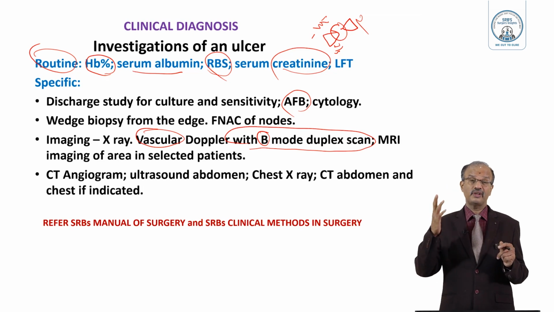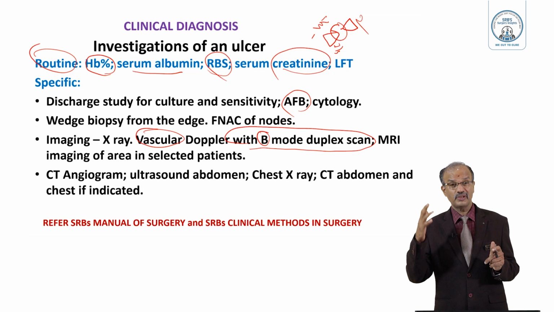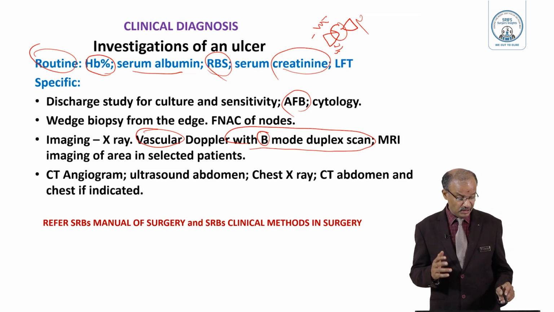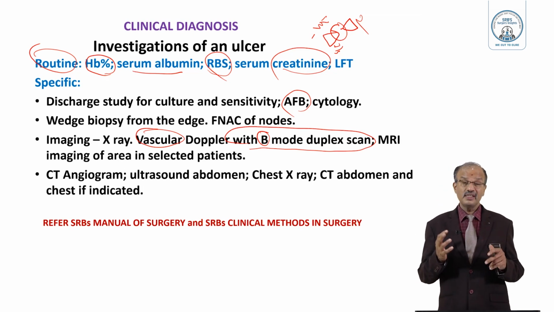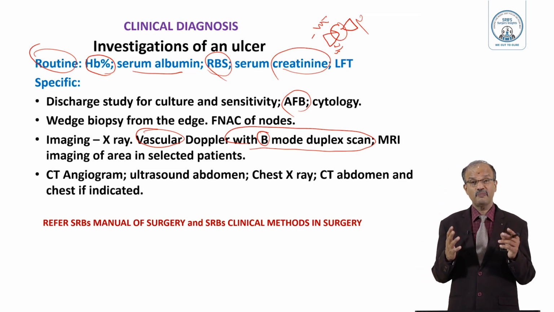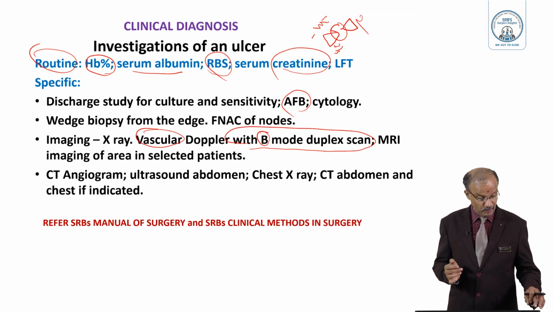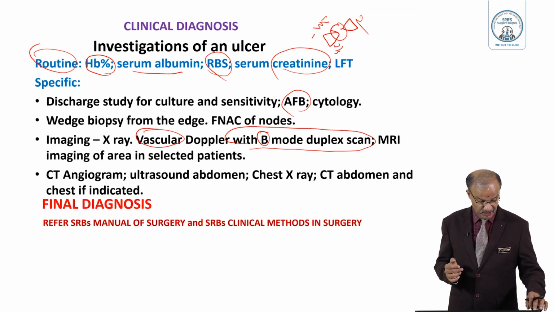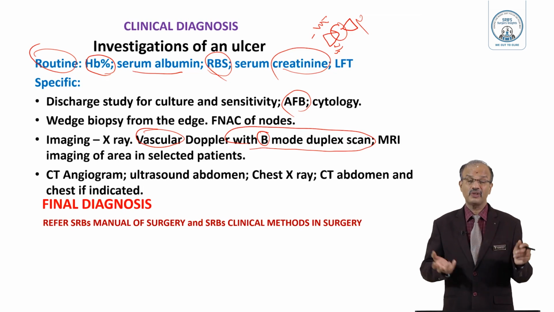A conventional angiogram is done when you do therapy. If you want to do angioplasty, then you have to do a conventional angiogram. Otherwise, dynamic CT angiogram is important. Ultrasound abdomen to assess the abdomen, chest X-ray if there is tuberculosis, CT abdomen and CT chest if you want a better assessment. Final diagnosis is different from clinical diagnosis; it comes after everything is evaluated.